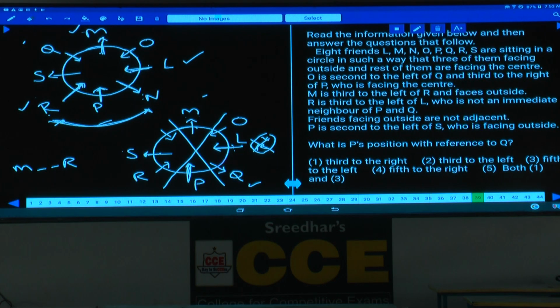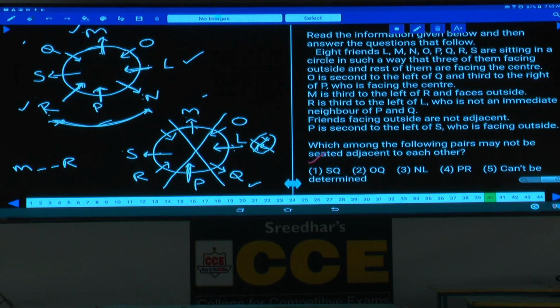Then question number 39, what is P's position with reference to Q? P is third to the right, that is given in choice 1. Then question number 40, which among the following pairs may not be adjacent to each other? Are S and Q adjacent to each other or not? O and Q are not adjacent to each other. Hence question number 40, it is choice 2.